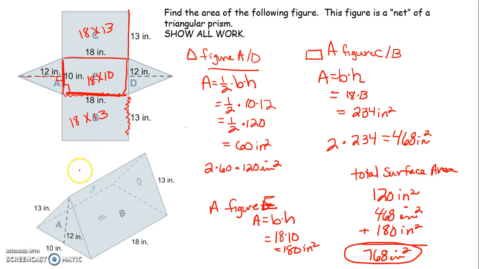You can look at it as a net, or we could break it down as the actual triangular prism. In the next example, I'll have different dimensions, but the net isn't given. The actual triangular prism is given.